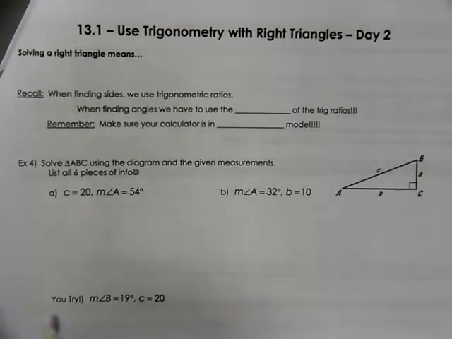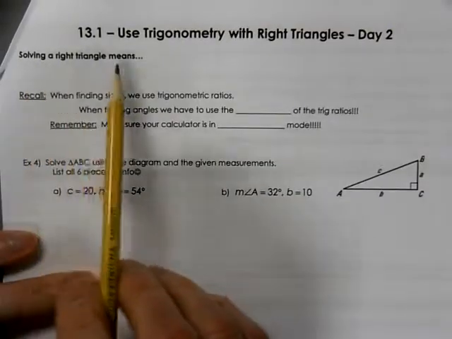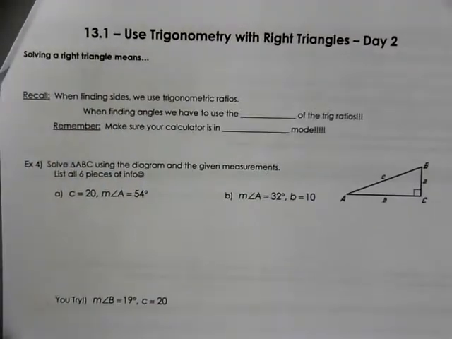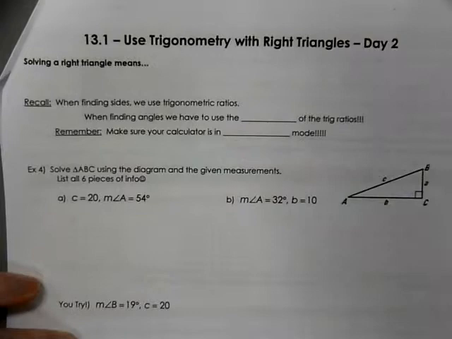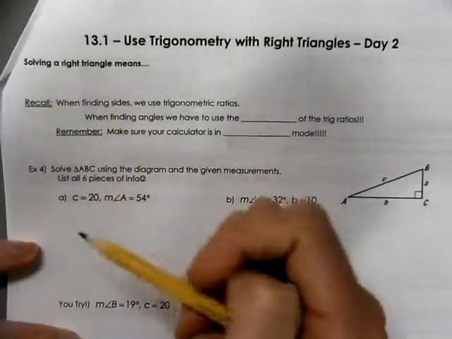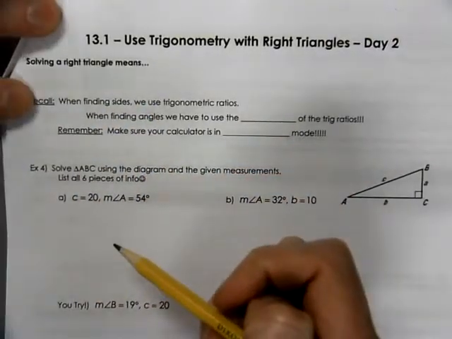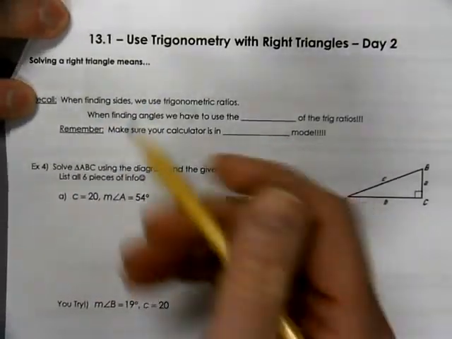We're going to start with discussing what solving a right triangle means. You learned this in geometry, but it's important to understand what the terminology means when it says solve a right triangle. You need to calculate for the missing sides and angles.